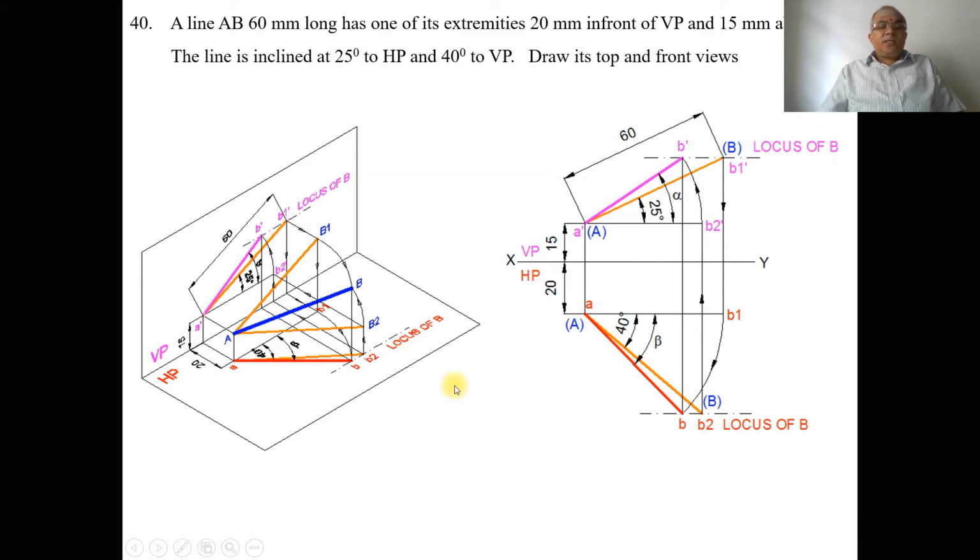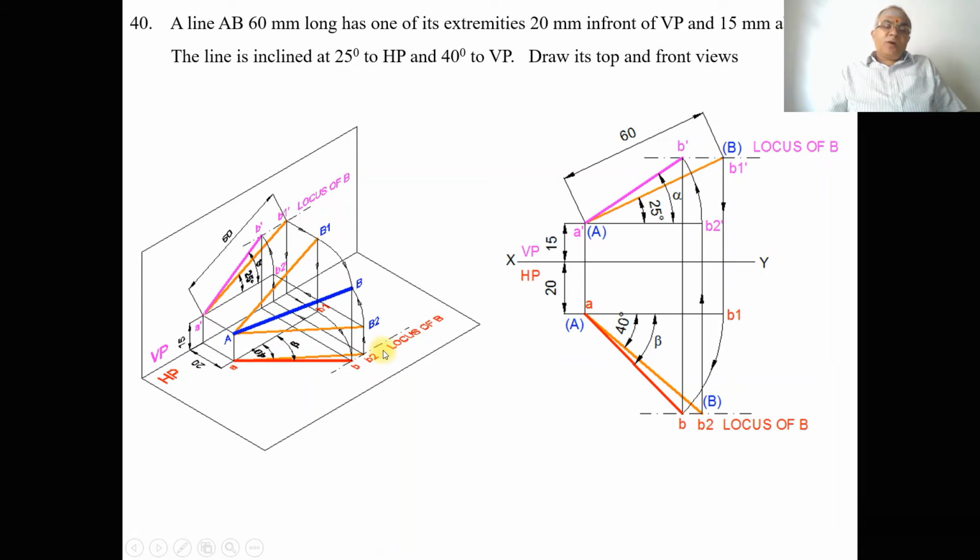We know that this is the true length in HP because capital AB2 is parallel to HP. How do I know? When you look from the front view, we can decide that A dash B2 dash is the line which is parallel to HP. While A dash is above HP by 15 mm, B2 dash should also be above HP by 15 mm. Therefore, A dash B2 dash is parallel to XY or parallel to HP. Since A dash B2 dash is parallel to HP, its corresponding top view will be in true length. That means AB2 is the one which will be in true length.